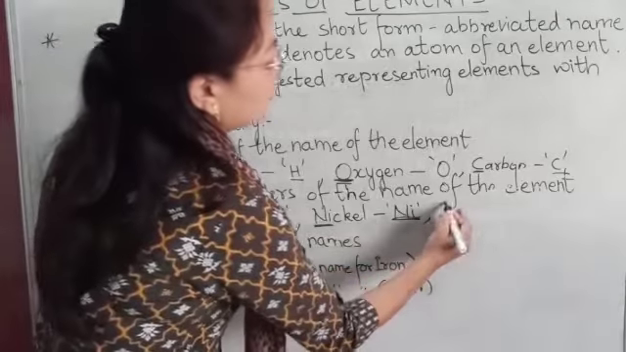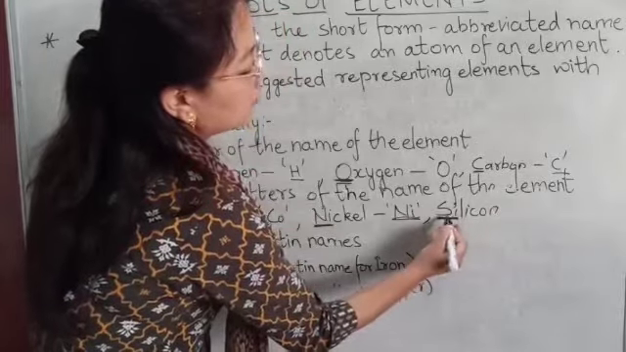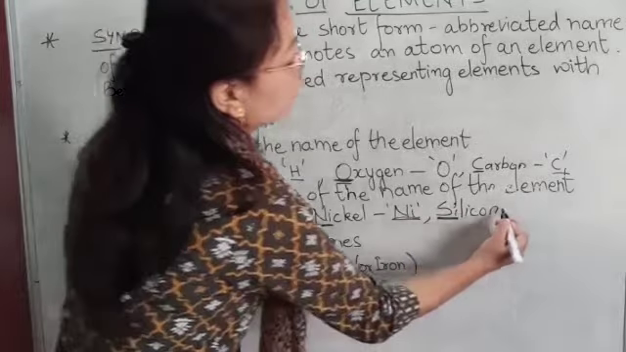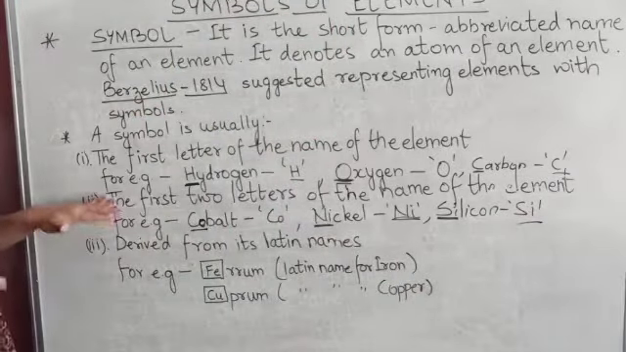Here it is the same with silicon. The first two letters are Si, so its symbol is Si. This was the second method.